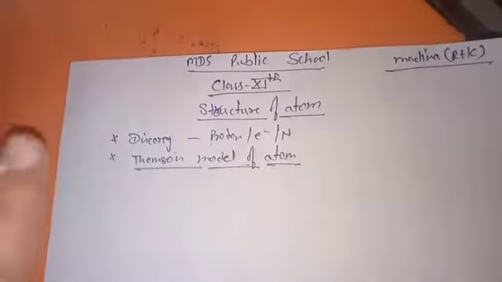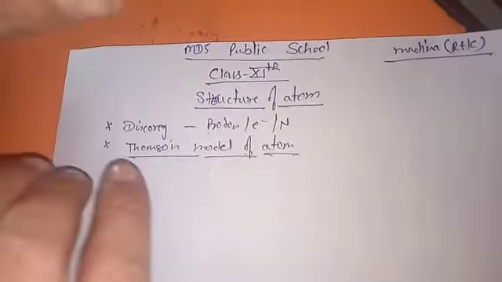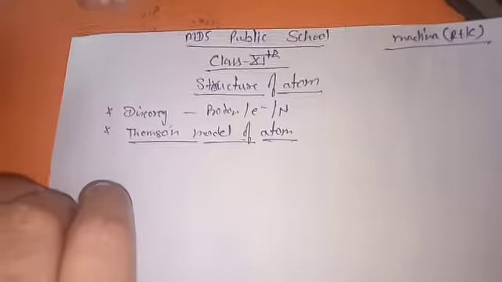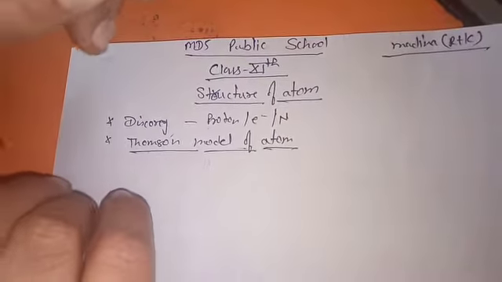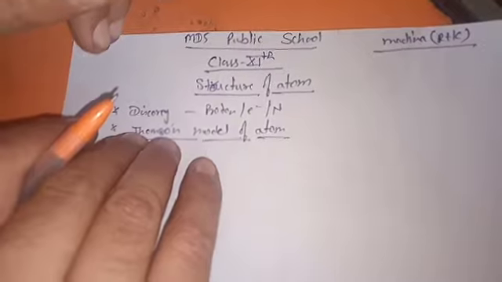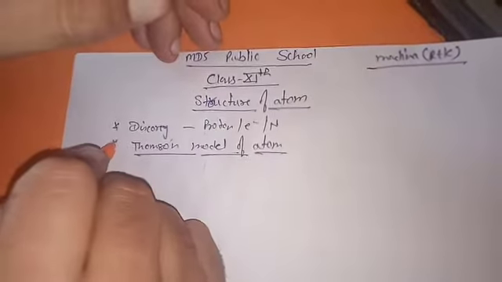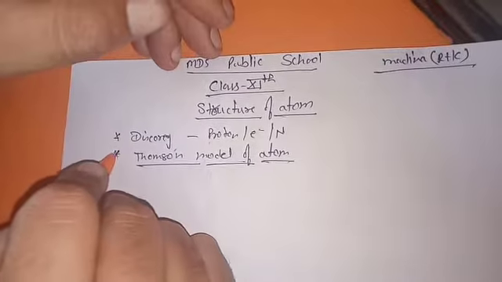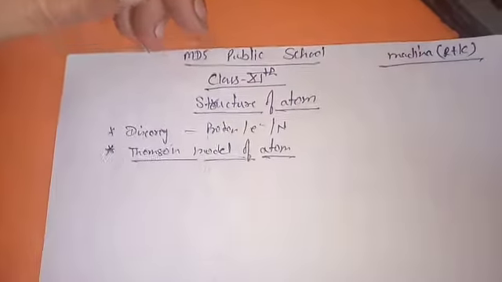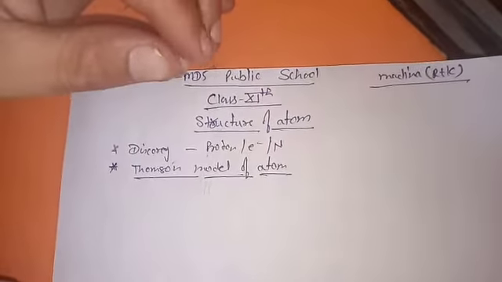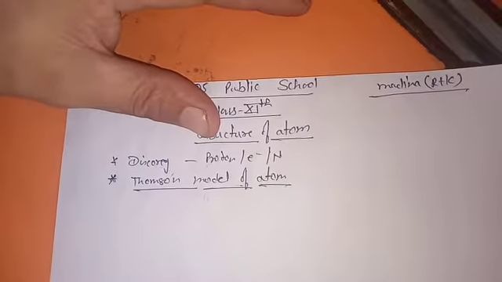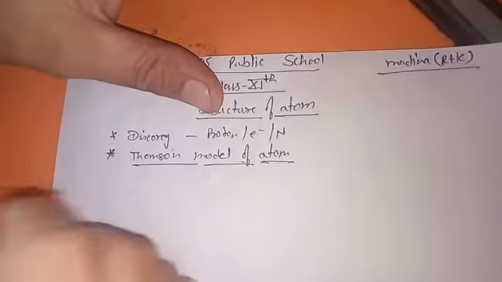I told you about the good features of the Thomson model: its assumption of the neutrality of the atom is still working. The second thing, this is the only model which assumed that the mass of an atom is distributed throughout. These two things are present only in Thomson's model. Now, what is the next model?